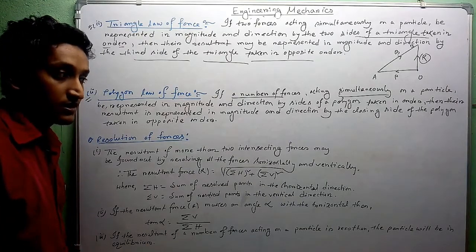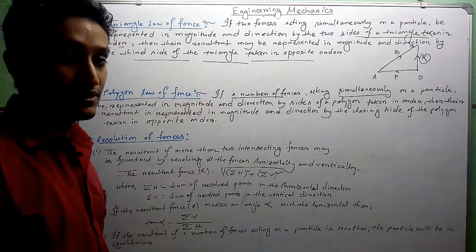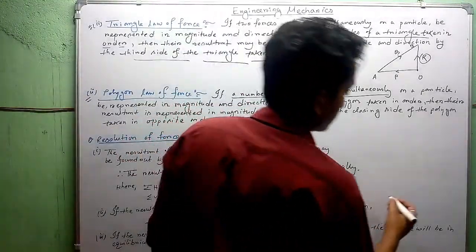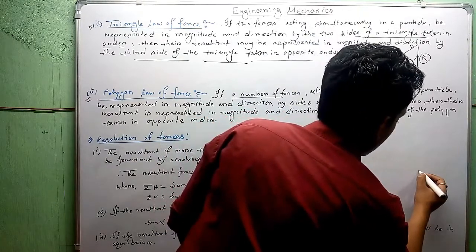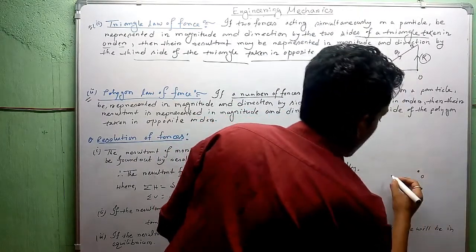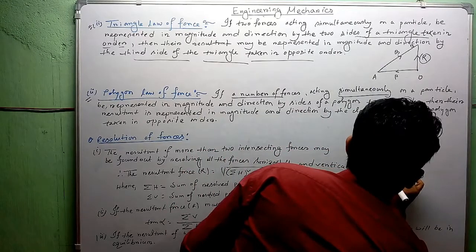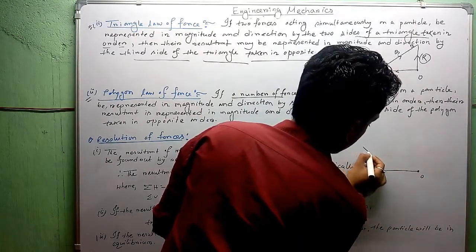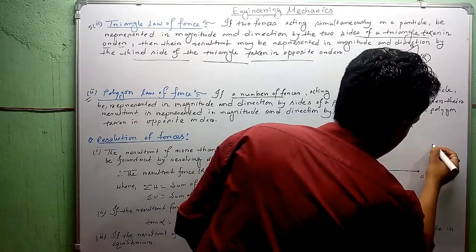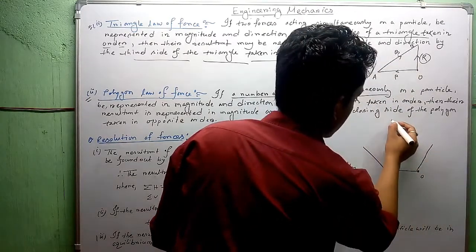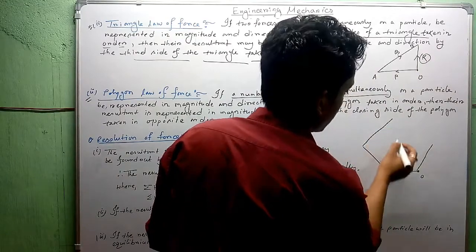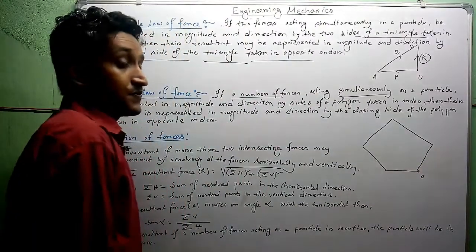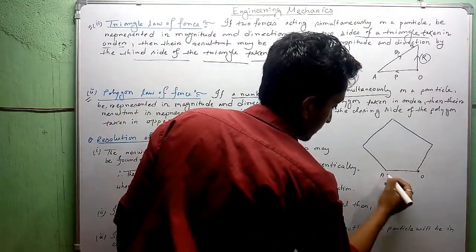Then what is the representation of these forces? Here is the particle O, and the 5 forces also are represented in that. Okay, that is the A, B, C.